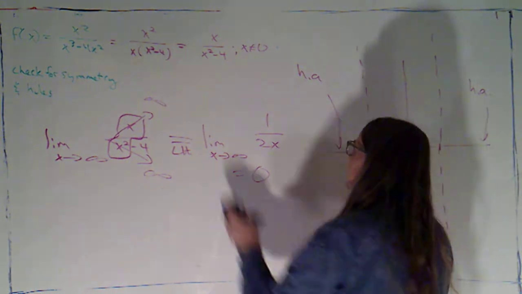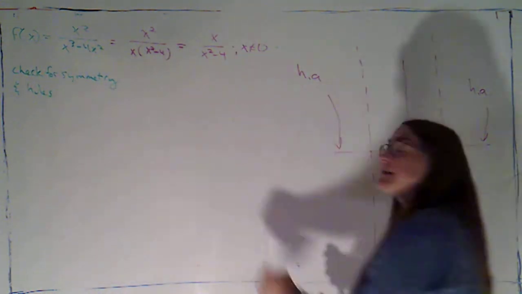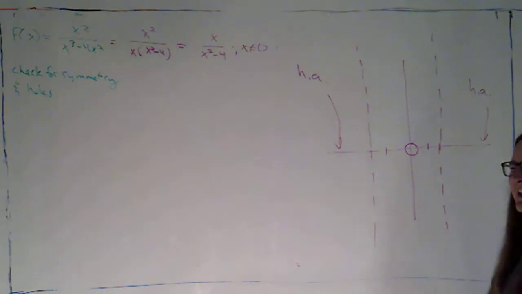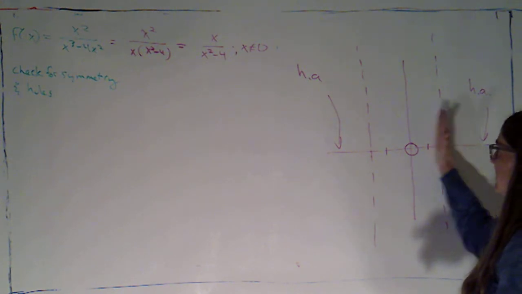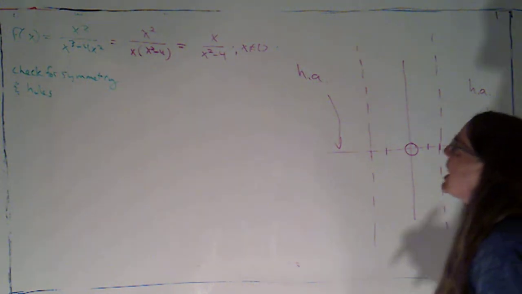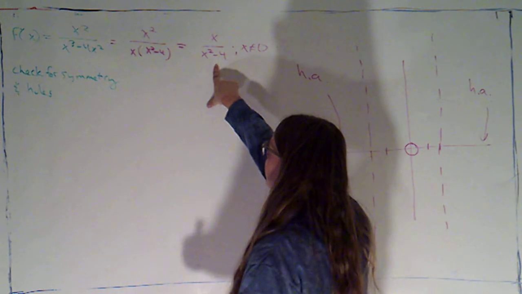Same height. It does seem reasonable to check for symmetry here. Sometimes, after you've figured out the asymptotes and the intercepts, you can tell there's no symmetry. Because if I had a vertical asymptote here, but not here, I wouldn't have symmetry. Okay. But here, let's check. Now, I'm going to go ahead and use this version of the formula.